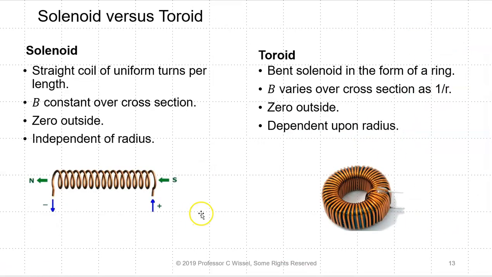So what's the difference between a toroid and a solenoid? A solenoid is a straight coil of uniform turns per unit length. B is constant over the cross-section. It's 0 outside. It's independent of radius. A toroid is a bent solenoid in the form of a ring, sort of looks like a donut with wires wrapped around it. B varies over the cross-section and is proportional to 1 over r. It's 0 outside and 0 inside the hole, and it's inversely dependent upon the radius.